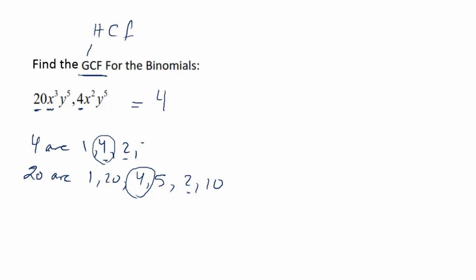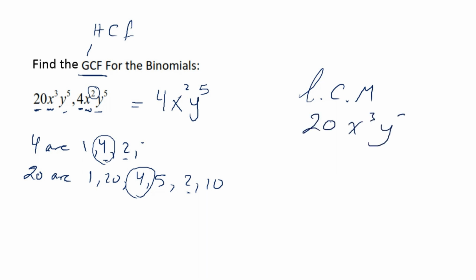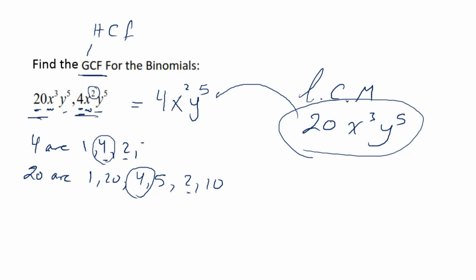In the case of x power 3 and x power 2, with symbols, we are taking the symbol with the smallest power. So it's going to be x power 2, and y power 5 and y power 5 are the same, so it's y power 5. So there is a big difference between GCF and LCM. LCM between these two terms is 20, x to the power of 3, y to the power of 5. Notice that the LCM is divisible by these two terms, but for the highest common factor, these two terms are divisible by this term.